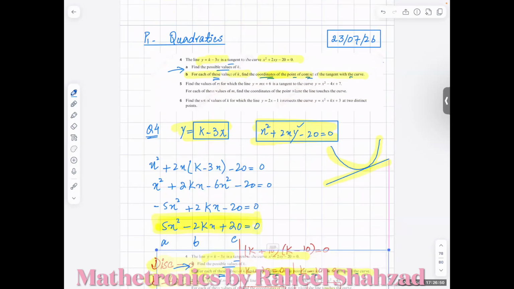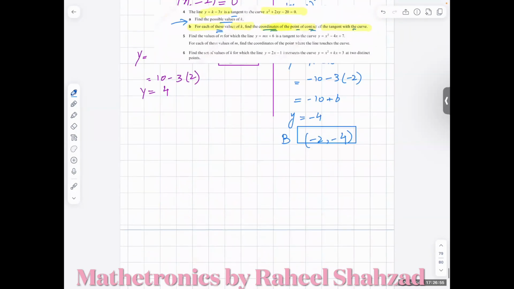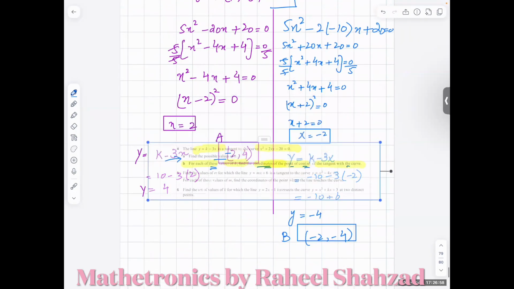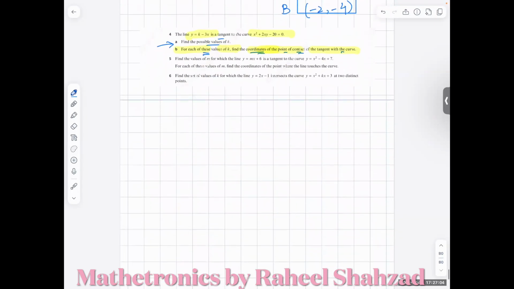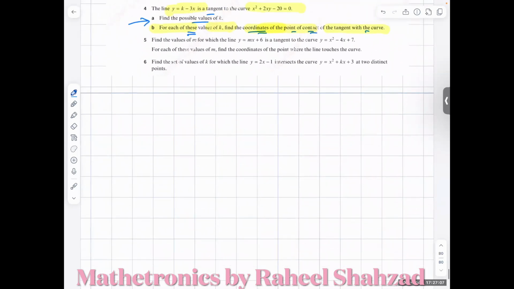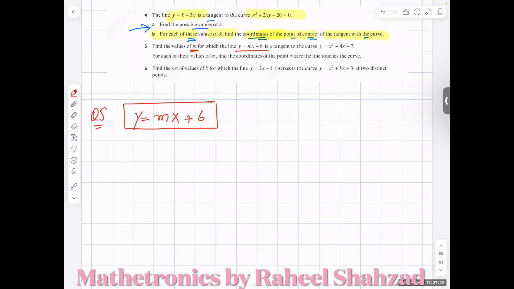I guess question 5 is exactly the same. I'm going to solve it on the board, but I want you people to give it a try, and once you are done, you can send it to me on WhatsApp. Question number 5: find the values of m for which y equals mx plus 6 is tangent to the curve y equals x squared minus 4x plus 7. It is exactly the same as what we have just done.